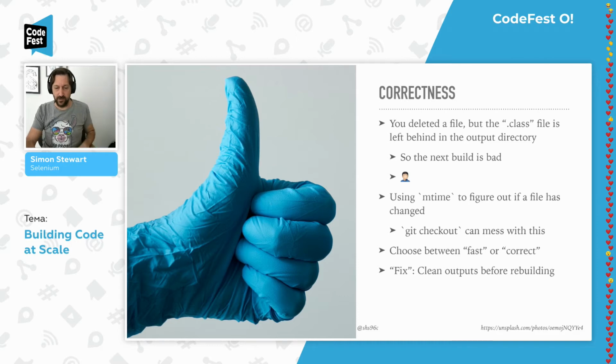Correctness is also something that slows us down. I'm sure we've all had the experience where we're using a build tool such as Gradle. We do a build, we realize that we've made a change, we delete a file, we do another build, and somehow that deleted file is still being referenced from later parts of the build. And it's really confusing, right? I personally have spent hours and hours trying to debug this kind of problem.